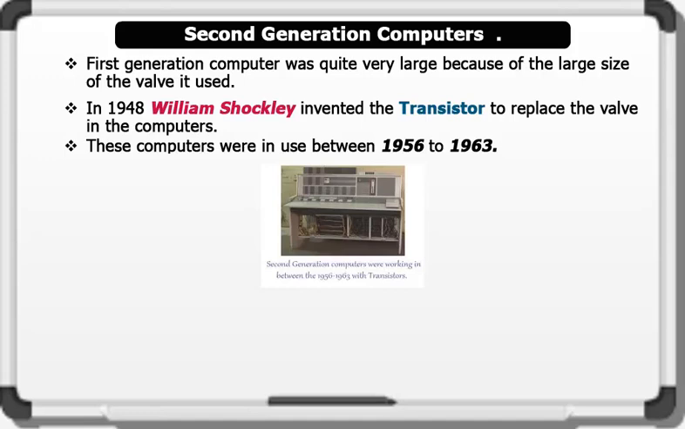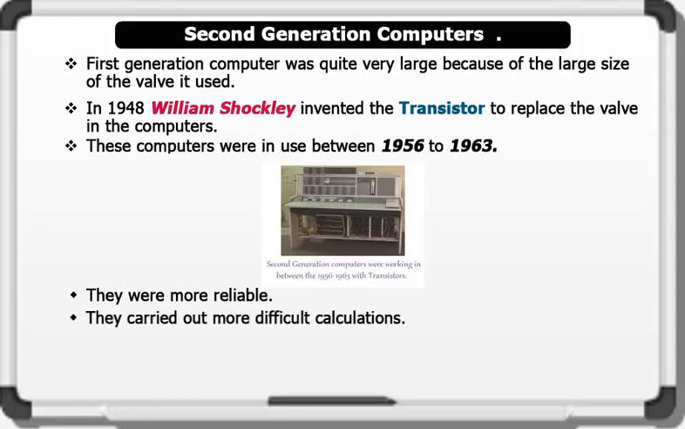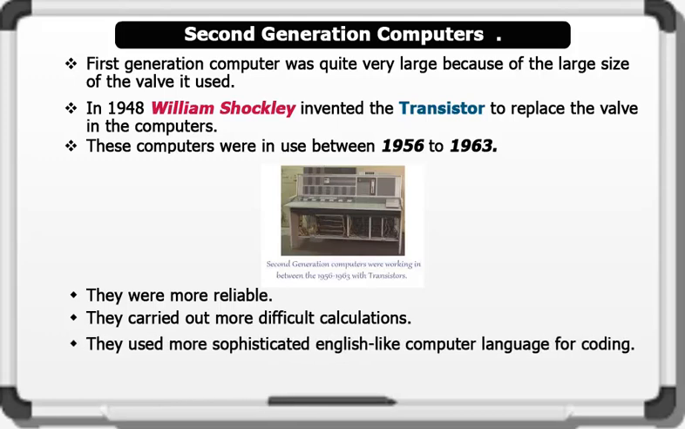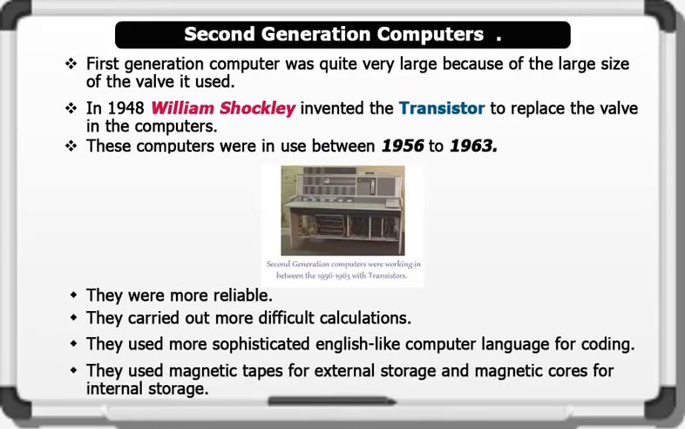Some features of the second-generation computers include: 1. They were more reliable. 2. They carried out more difficult calculations. 3. They used more sophisticated English-like computer language for coding. And 4. They used magnetic tapes for external storage and magnetic cores for internal storage.